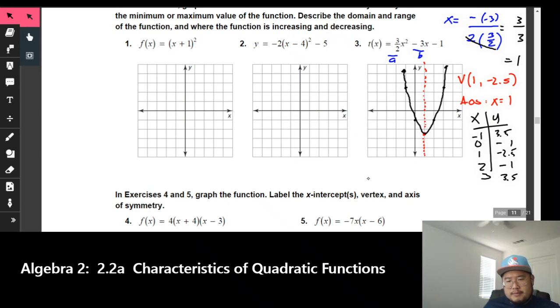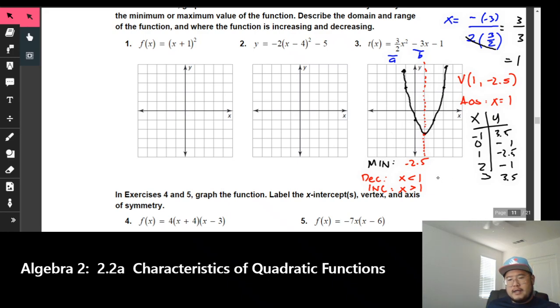We have a minimum. So our minimum is going to be at x is, what is it? Or we could just put our value down. We could say minimum at negative 2.5. It doesn't go any lower than that. That's where it's at its lowest. We talk about where it decreases. It decreases when x is less than 1. It's going downwards. It increases for values of x greater than 1.